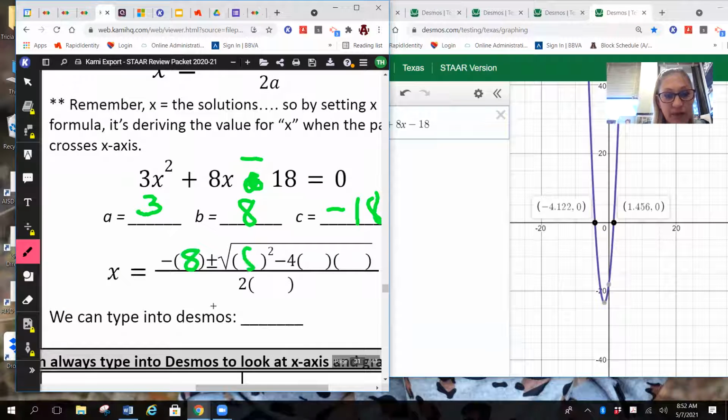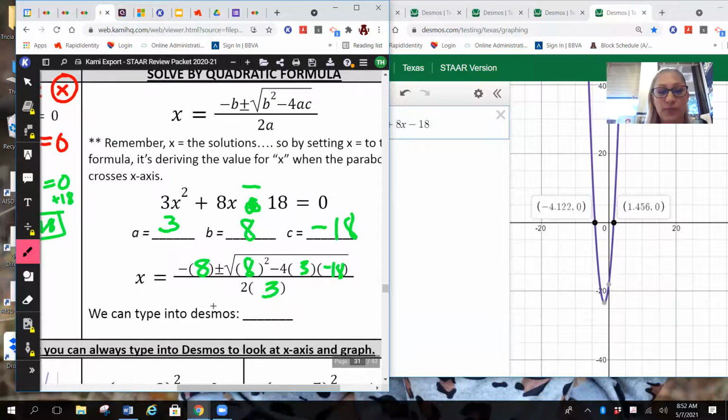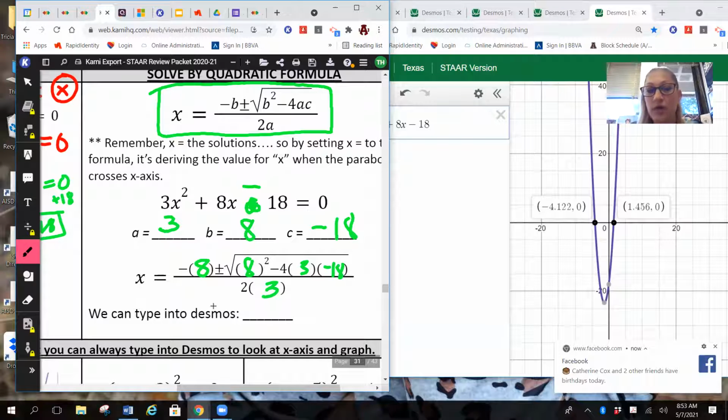And you literally just fill in those numbers. Negative 8, 8, 3, and 3. And I've had to memorize this, so don't freak out. Remember, they're going to give this to you on the STAAR. You literally take the a, b, and c and replace them in the formula with the numbers for a, b, and c. It says we can type it into Desmos.